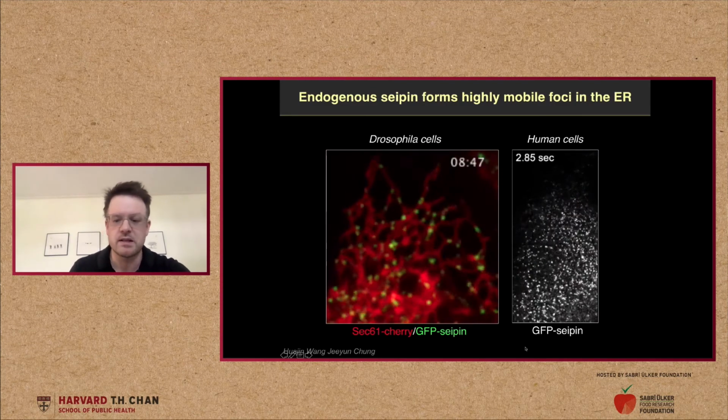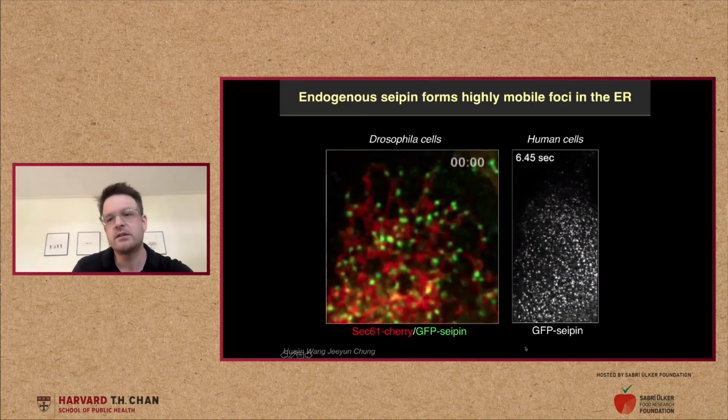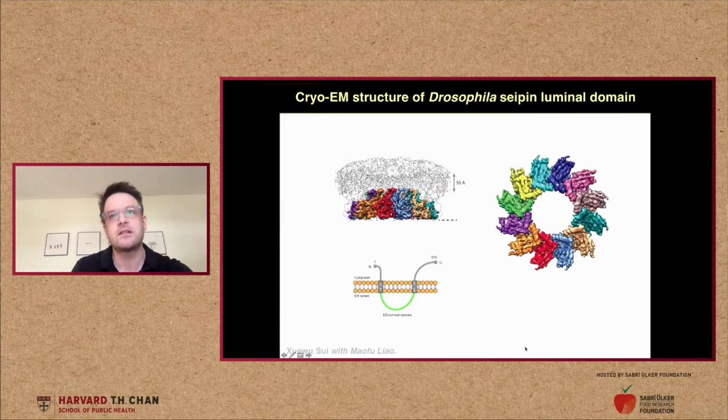So what are these foci? Again, Shui Wu turned to cryo-electron microscopy and solved the structure of the sapin molecule, and he found this beautiful ring-like structure. If you look at the topology of this protein, it sits in the endoplasmic reticulum membrane with two transmembrane domains and a luminal domain. In our initial structure, what's resolved is this luminal domain, predicted to sit right underneath the membrane.